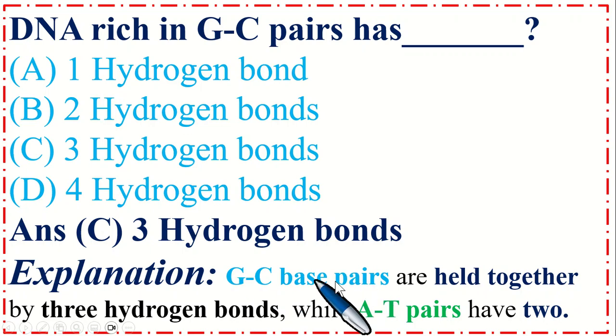GC base pairs are held together by 3 hydrogen bonds, while AT, adenine and thymine pairs, have 2 hydrogen bonds.